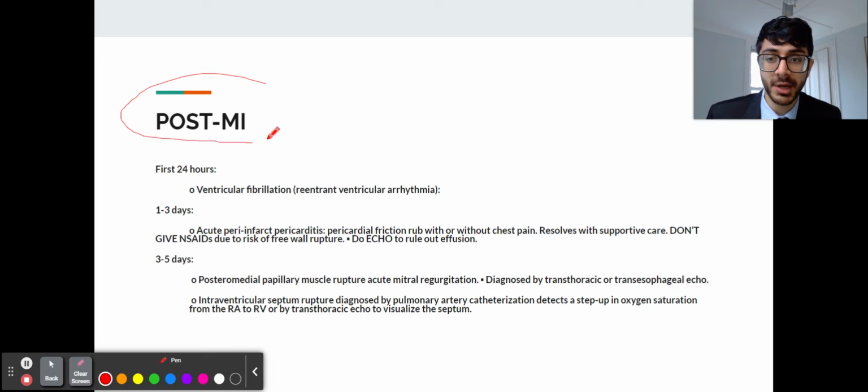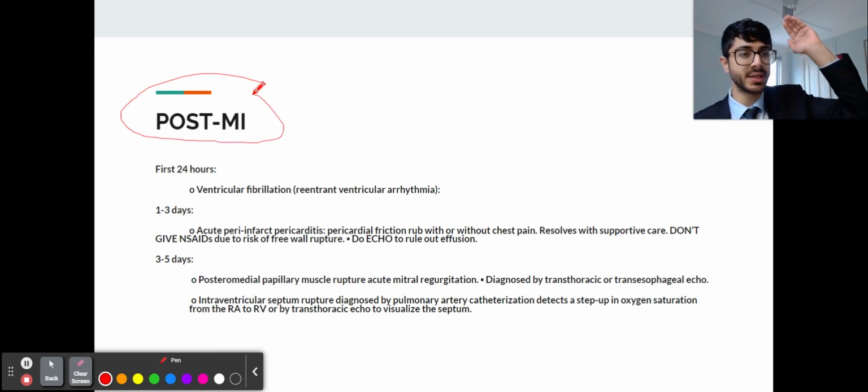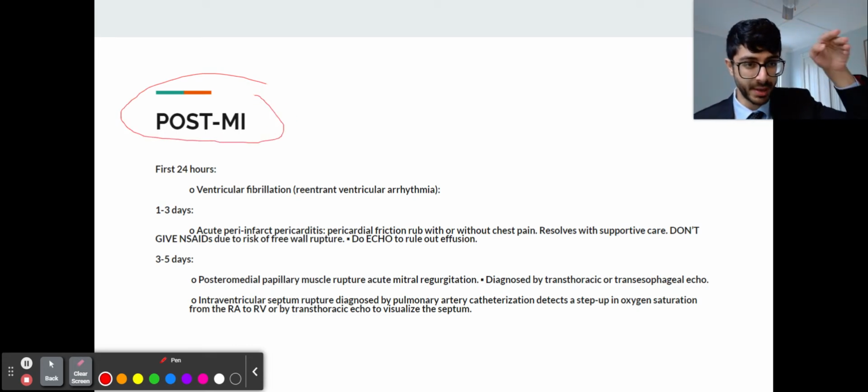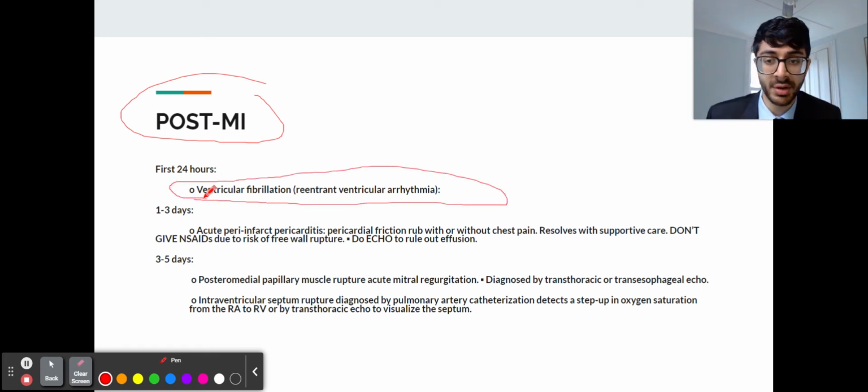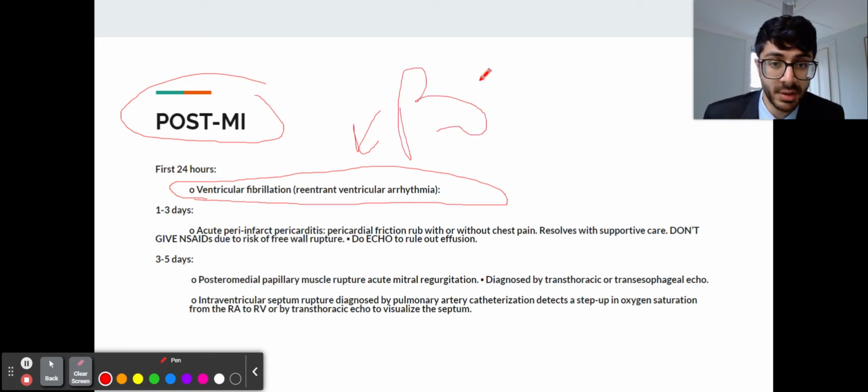Okay, then the next thing is post-MI complications. As you can see, I went through before MI, acute coronary syndrome, MI, and now post-MI complications. Obviously, in the first 24 hours, ventricular fibrillation is going to kill you. This is why we give beta blockers. Beta blockers stop the VFib. Then the second thing is in 1 to 3 days, a very common adverse effect is acute peri-infarct pericarditis.